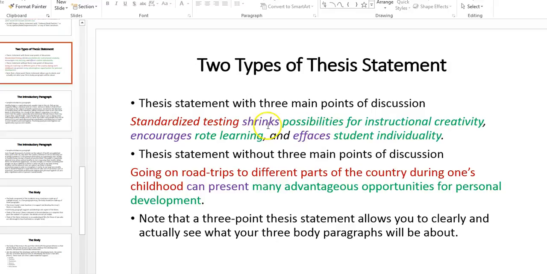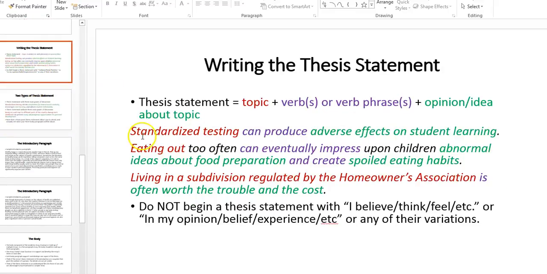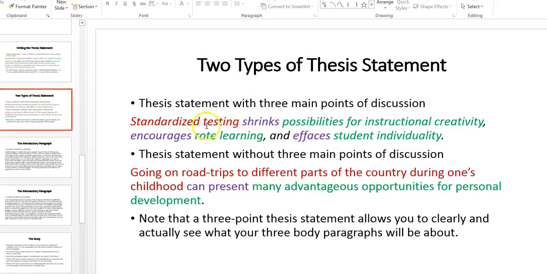You notice that this thesis statement is essentially the same as this first example right here, right? But what is the difference? They're just stated differently, but they are essentially the same argument. The difference here is the thesis statement doesn't provide the specific adverse effects that it's arguing that standardized testing can produce, right? But here in this example, the specific effects are stated. So that is the only difference. So you can have a thesis statement that states your reasons or the three main points of discussion, or you can have one that does not state the three main points of discussion.